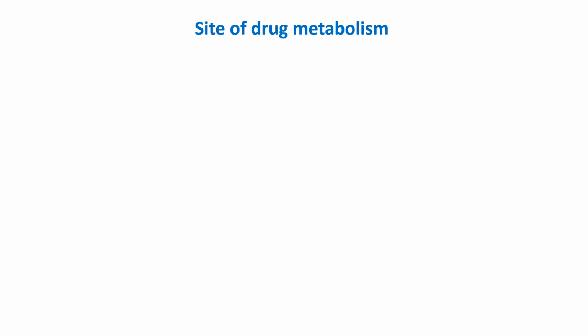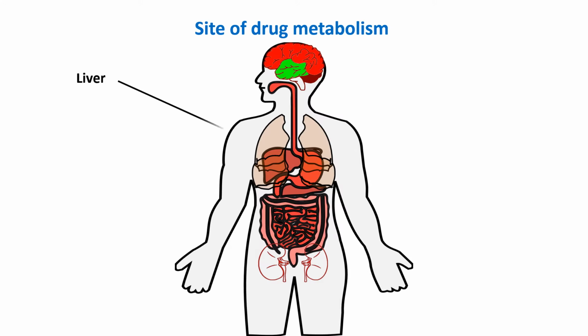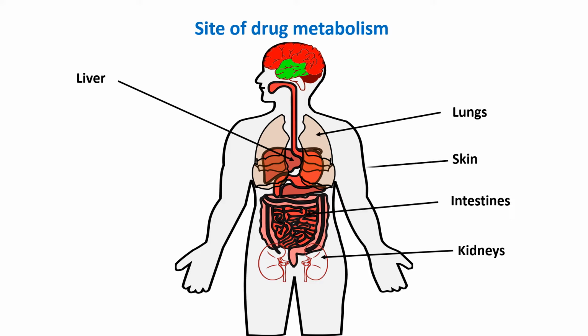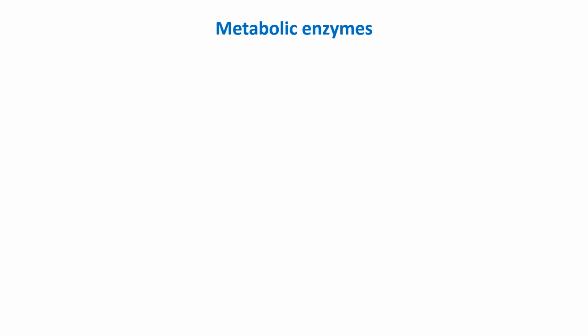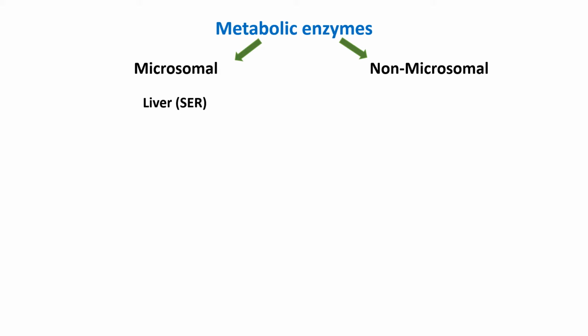The major site of drug metabolism is the liver. Secondary organs of biotransformation include the kidneys, lungs, intestines, skin, plasma, and nervous tissue or the brain. Two classes of enzymes are involved in biotransformation of drugs. These are microsomal and non-microsomal enzymes. Microsomal enzymes are primarily located in the smooth endoplasmic reticulum, particularly in the liver. The most notable microsomal enzymes are the cytochrome P450 family of enzymes.